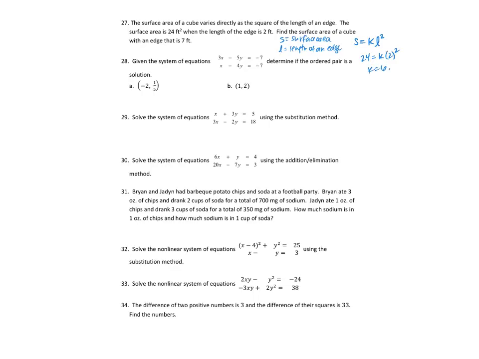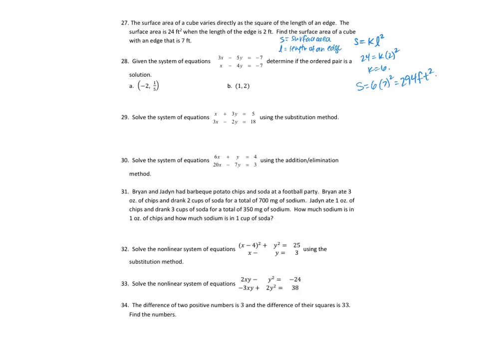Okay, and so then I want to find the surface area of a cube with an edge that is 7 feet. So the surface area is going to be 6, my constant, times the length of the side, 7 feet, squared. If I compute that, I get 294 square feet.